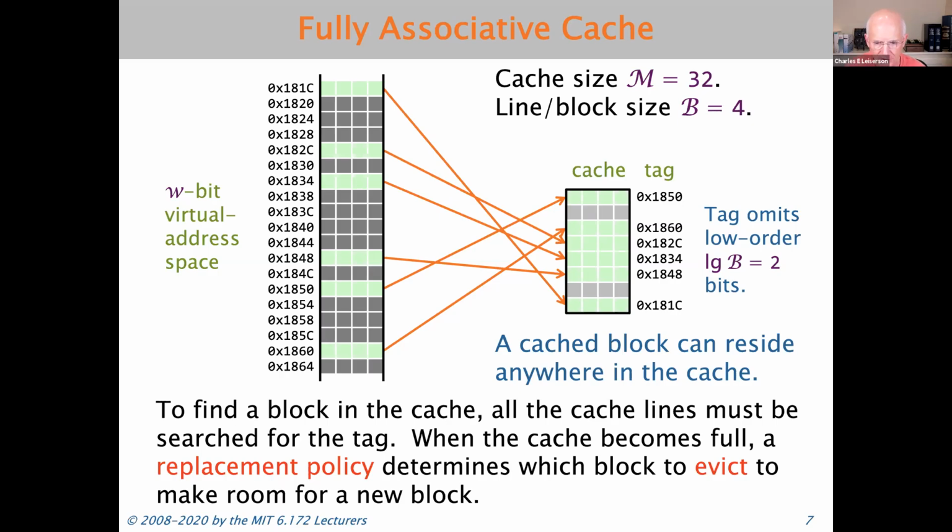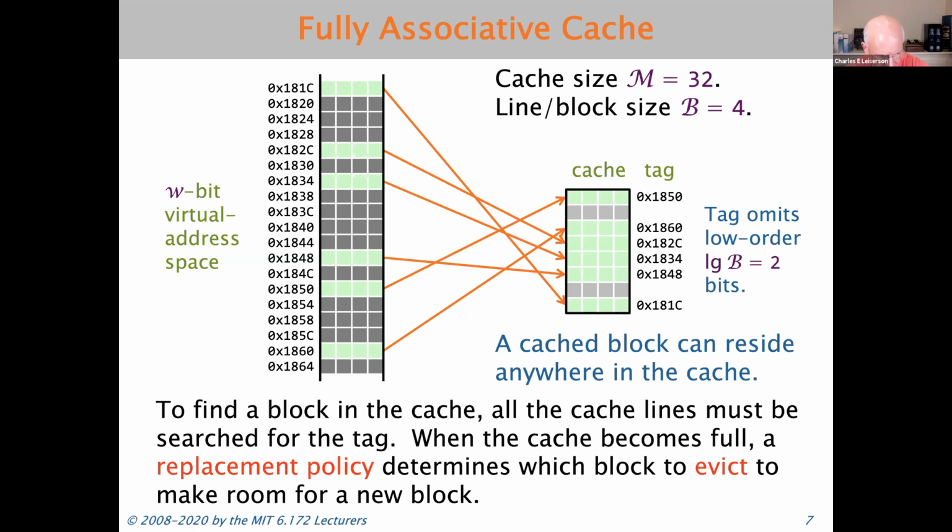You probably have heard of LRU. The LRU replacement policy evicts the block that was least recently used, speculating that if a block hasn't been used in a while, it probably won't be used soon in the future. As I mentioned, there are a lot of other replacement policies, okay? So that's a fully associative cache in a nutshell. Are there any questions?